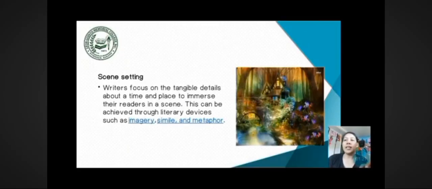So, scene setting: the writer focuses on the tangible details about time and place to immerse the readers in a scene. This can be achieved through literary devices such as imagery, simile, and metaphor. So, in simple terms, scene setting describes where and when the story happens, so readers can imagine the place and time.